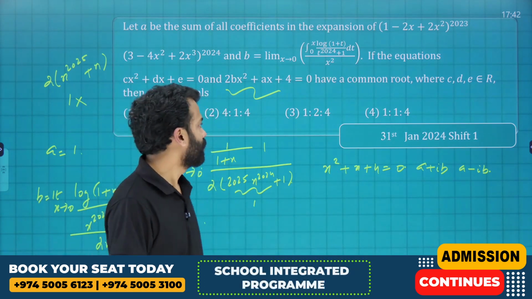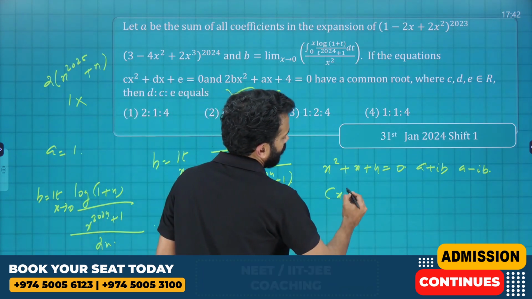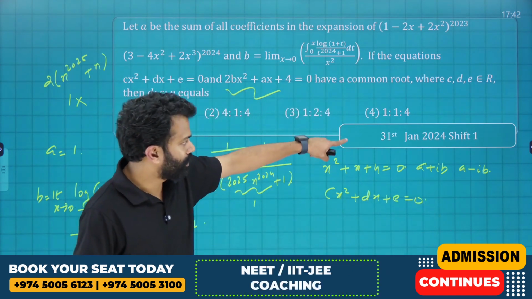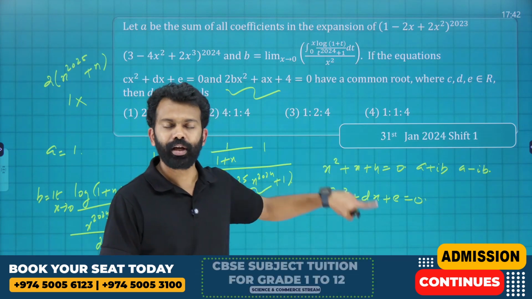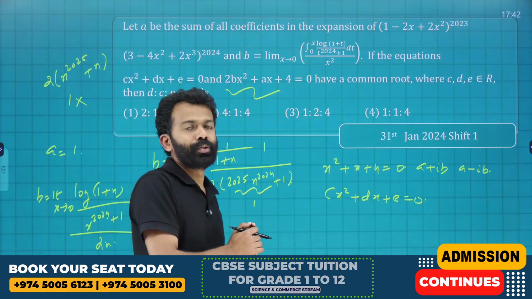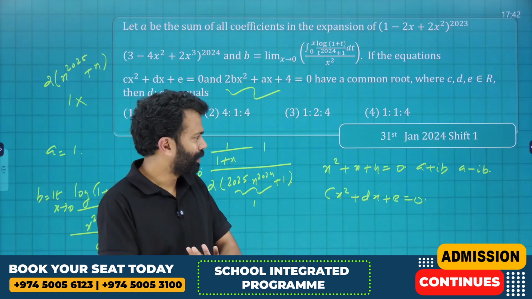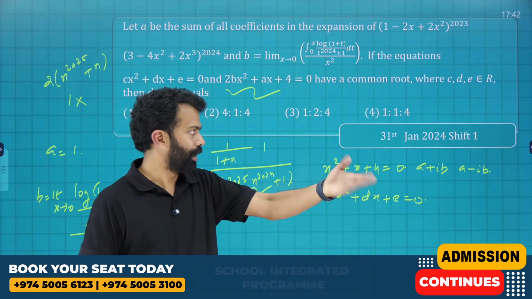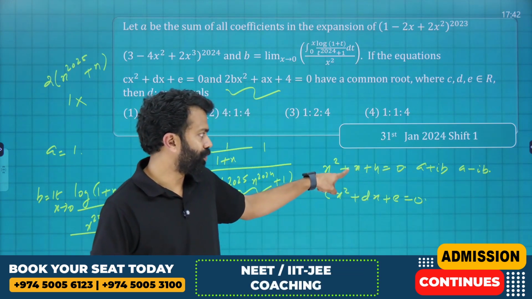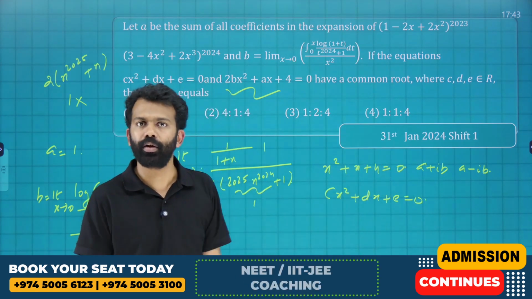Okay, next one. Then consider the next quadratic equation, Cx square plus dx plus e is equal to 0. See, it is already mentioned in the question that both of them have how many common roots? One common root. So, in quadratic equations, there is a theory regarding common roots, but we don't want to use it here. Why? I am going to tell you. See here, let's assume a plus ib is the common root of the first quadratic equation and the second quadratic equation.